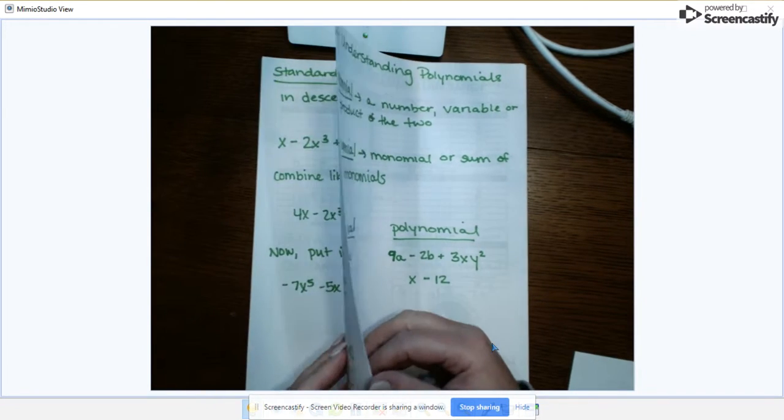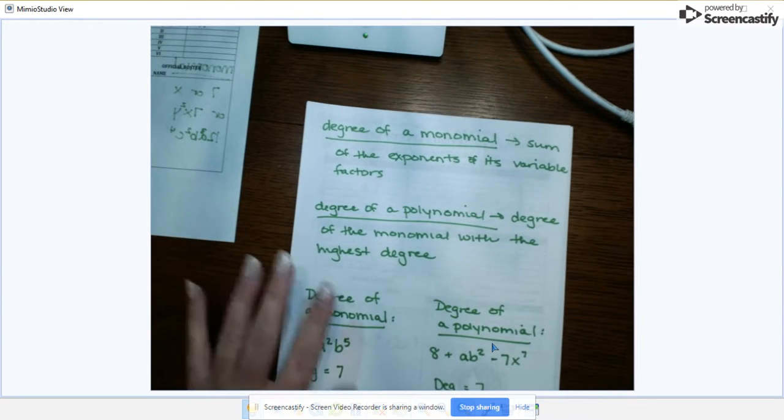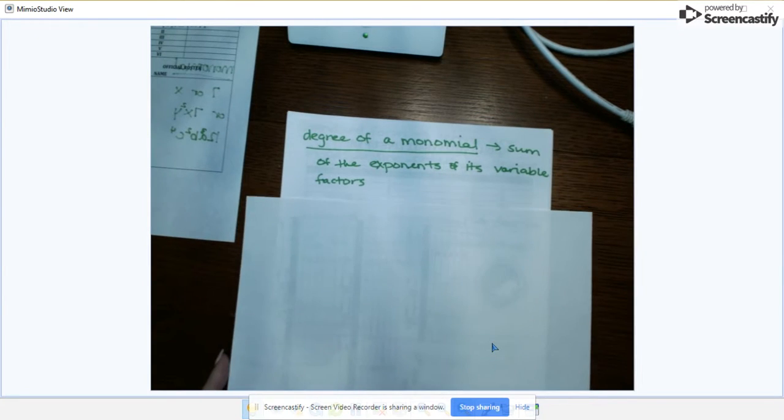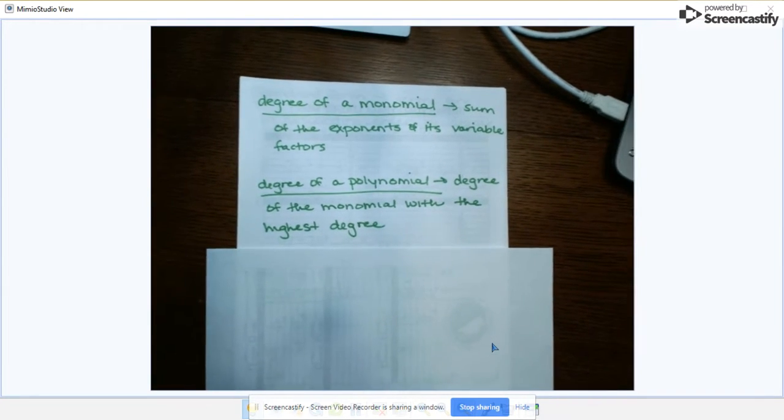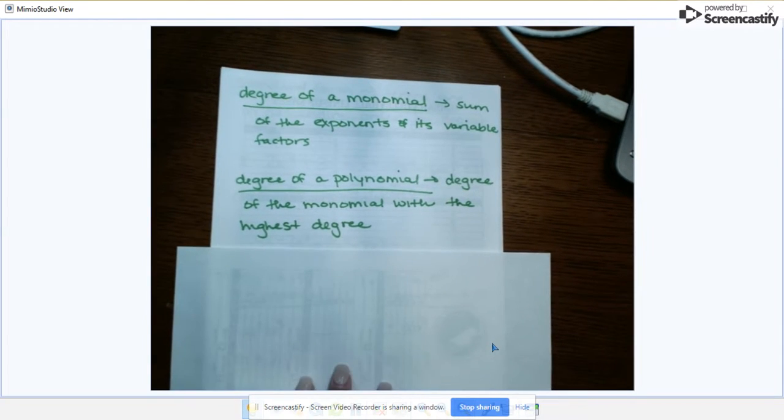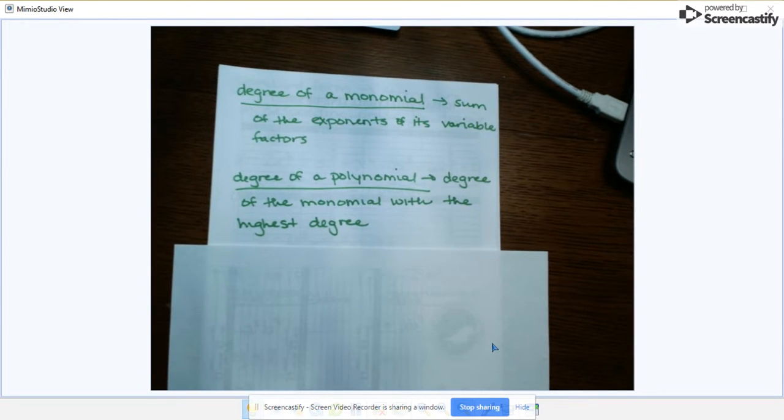We're going to look at the degree of each monomial and a polynomial. So the degree of a monomial, we're going to take all of the variable exponents and add them together to get our degree of the monomial. And then the degree of a polynomial, we're going to find the degree of all the monomials and then take the largest degree and apply that to be the degree of the entire polynomial.